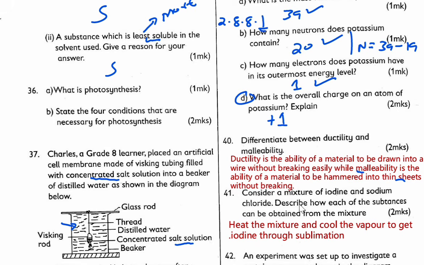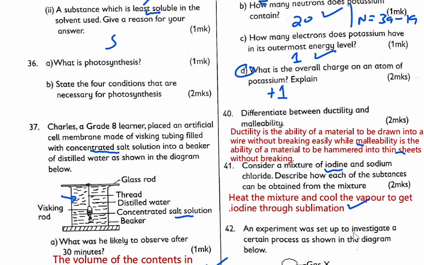Consider a mixture of iodine and sodium chloride. Describe how each of the substances can be obtained from the mixture. So remember, iodine is a substance that when heated changes directly to a gas, so it sublimes. Then here we have sodium chloride. So you can use the sublimation method, which you can say, heat the mixture and cool the vapor to get iodine through sublimation. So that is the easiest method that you can use to obtain the substances from the mixture.